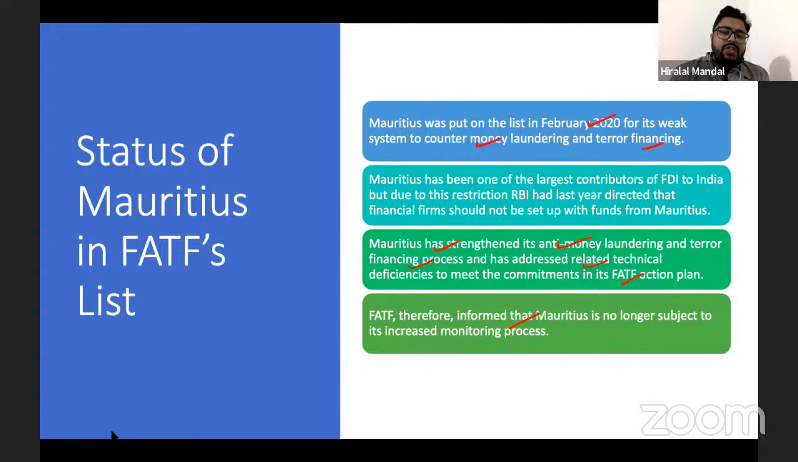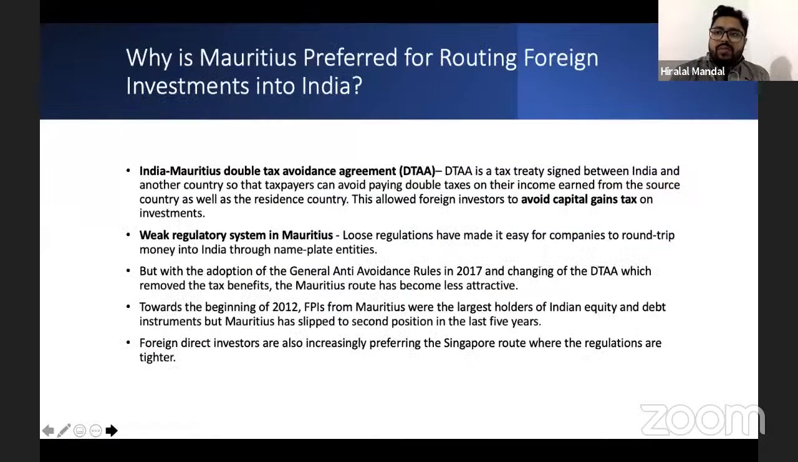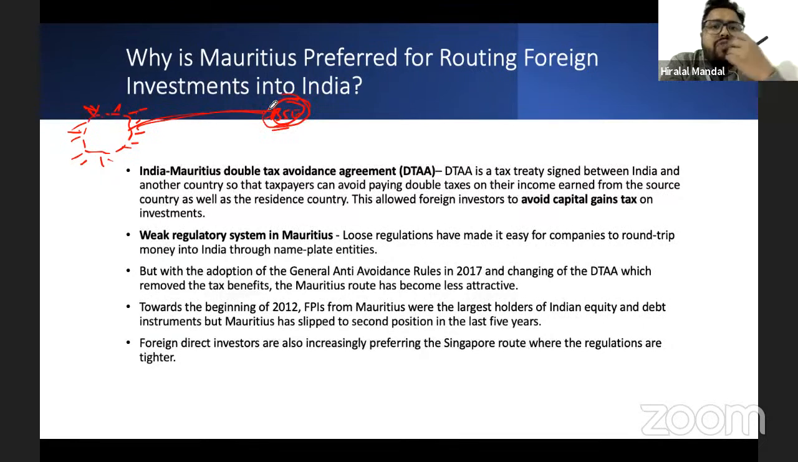Now, if Mauritius is not subject to the increased monitoring process, what happens? FIIs create a lot of funds in these countries. If heavy monitoring doesn't happen, they will be able to get funds from here and make investments in the Bombay Stock Exchange, and in India. So what will happen as a result? In India, you can see more inflows of FDI or FIIs in the country. So foreign investment will increase through this route.